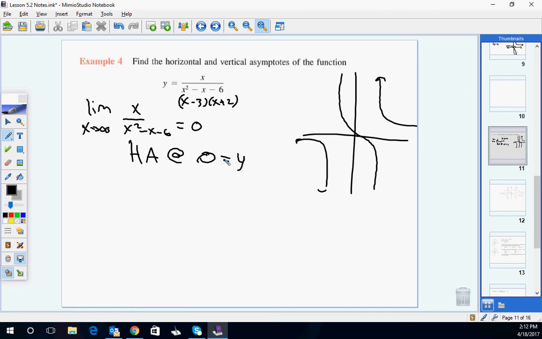All right. So after we factor, our vertical asymptote spots we need to look at are 3 and -2. So we need to do 4 limits here. 3 from the right, 3 from the left, -2 from the right, and -2 from the left.